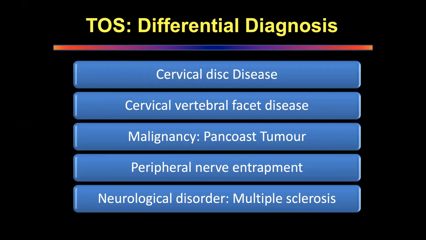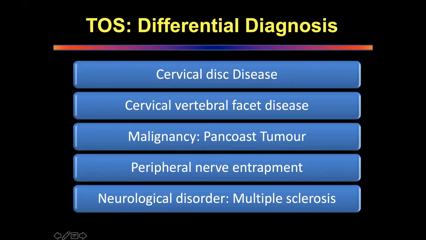So don't just think about thoracic outlet compression. Also think of other diseases that can cause these problems. You can have peripheral nerve entrapment. You can have the ulnar nerve entrapped at the elbow, or you can have other issues, median nerve entrapment. So it is very, very important to rule these out as well.